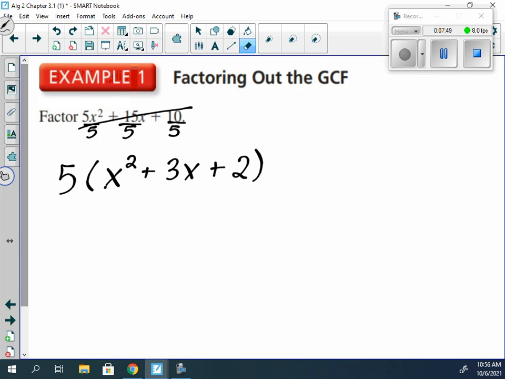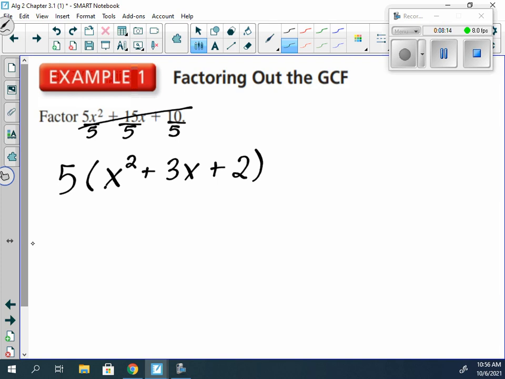So our first step was to factor out the 5 to make it a little bit easier to work with. Did we finish step number 1? Yeah, there's no other greatest common factors between x squared, 3x, and 2. Do all of them have an x? Well, we have x squared and x, but does the 2 have an x? No, so I can't factor it out. We'll have 1, 3, and 2.